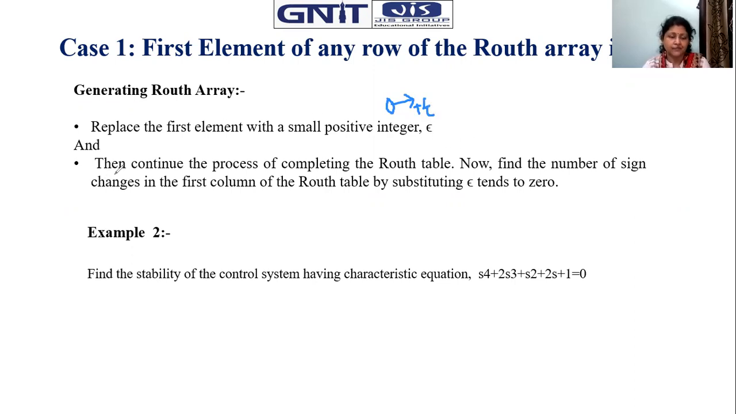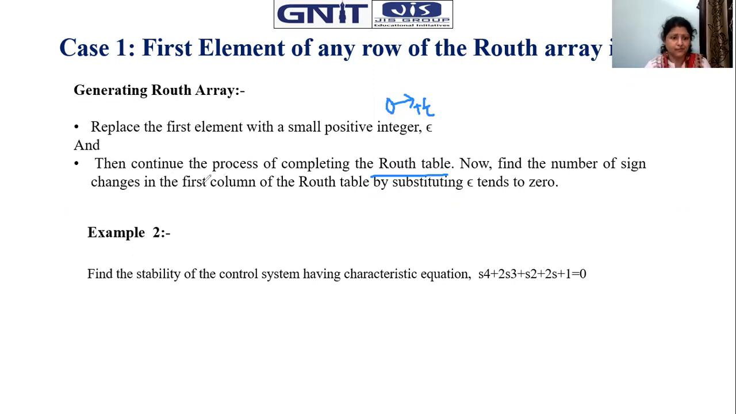Then continue the process of completing the Routh table. That means if any zero arises in the first column, that will be regarded as epsilon, and then your Routh table will continue the same as before.